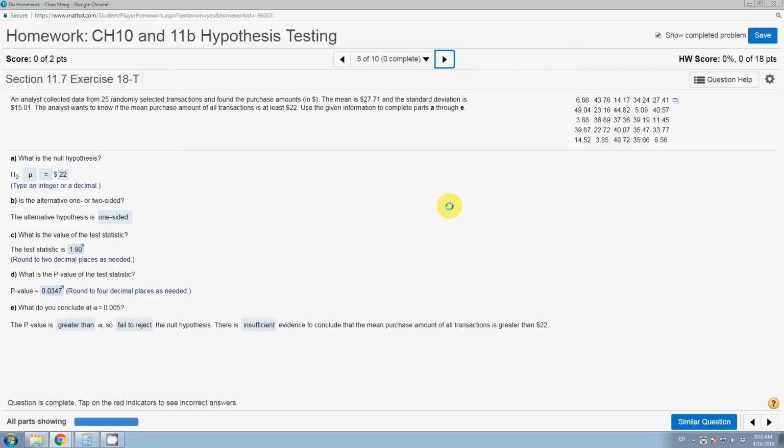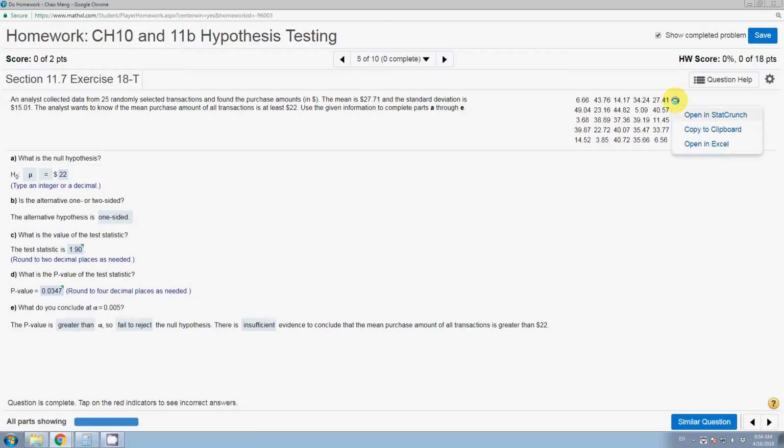Hello class, this is chapter 10 assignment question number 5. In this question, we are going to do a hypothesis testing. Okay? So after reading the question, we know it's about the population mean because we have the mean, we have the standard deviation, it's about the mean. Okay? So let's use StatCrunch to do this hypothesis testing.